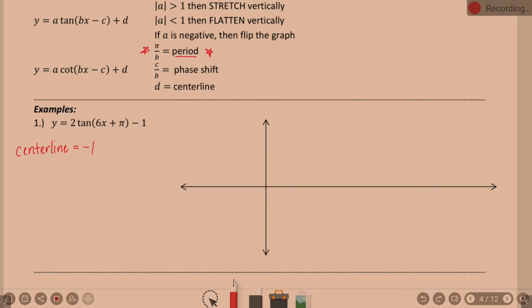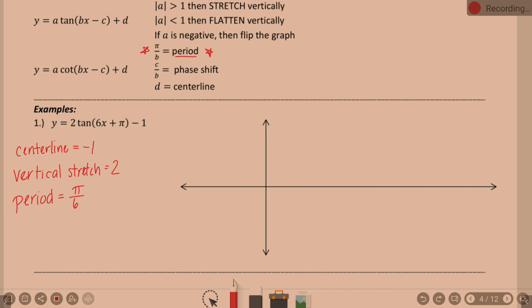So what I'm going to write down is that we're going to have a vertical stretch, and it's by a factor of 2. Okay? No reflection to worry about because my vertical stretch value was positive. Let's talk about the period. 5/6. Okay. It's pi divided by b. So it's pi divided by 6.